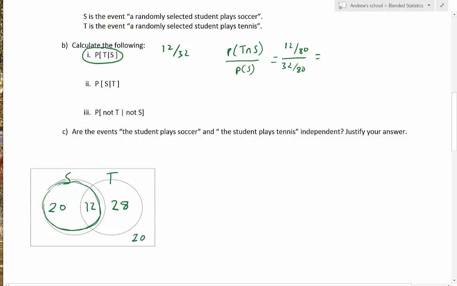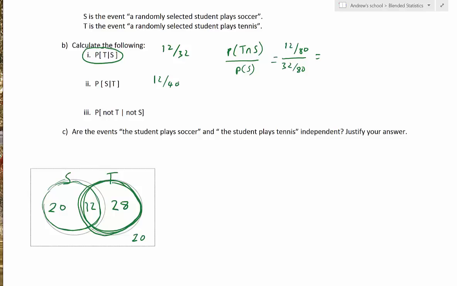Part 2, the probability that a randomly selected student plays soccer given that we know they play tennis. We're not talking about all 80 of the students. We know that they are one of these 40 who play tennis. And of these 40, we can see that 12 of them also play soccer. So 12/40ths or 3/10ths.